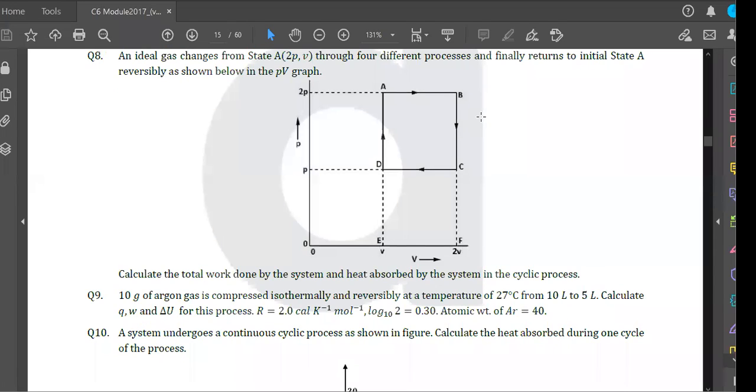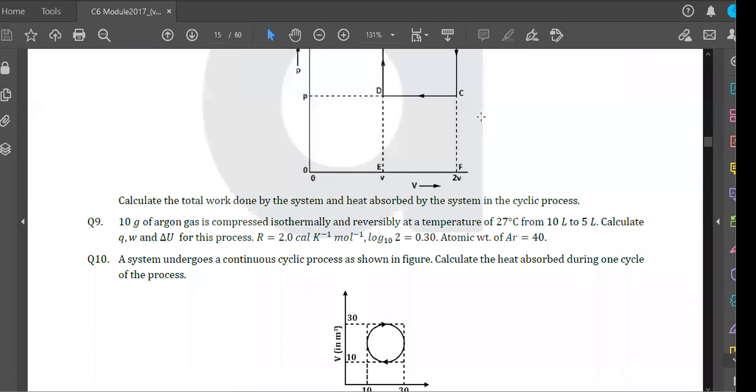Question 9. Let's see question 9. We have already discussed question number 8, right? Just the data is changed. Instead of P, it was half P. Instead of 2P, it was P. Instead of V, we had half V. Instead of 2V, we have V, right? Otherwise, it was the same problem. Remember, everyone? Okay, question number 9.